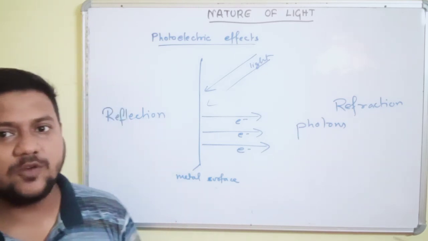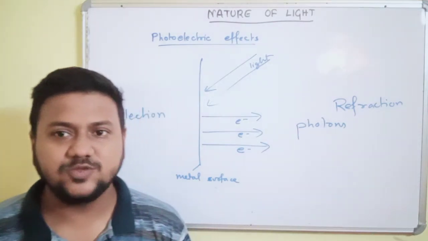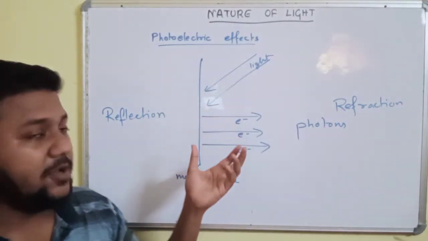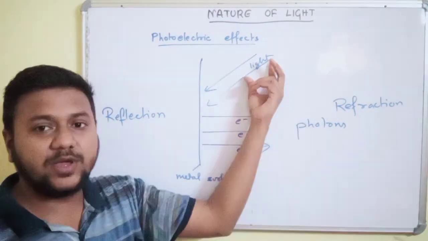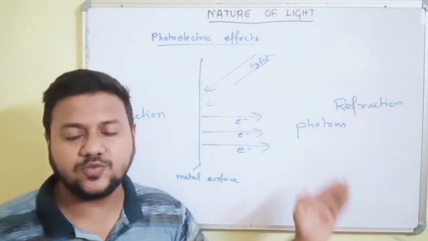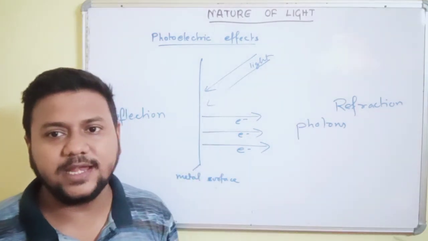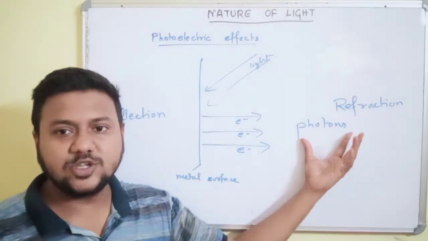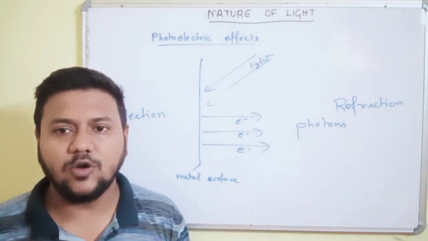In the particle nature of light, it was Einstein who discussed an experiment, the photoelectric effect. What he did was expose a metal surface to light that has a sufficient amount of energy to liberate electrons from its surface. This flow of electrons, because of the incidence of light, leads to the particle nature of light. The particles of light are called photons.